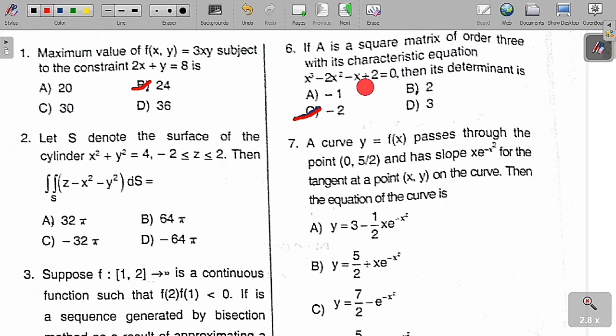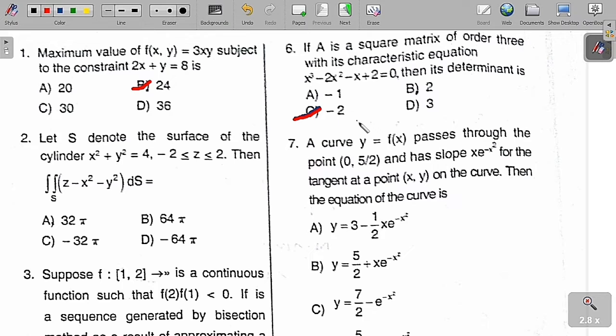So in this question, they are given A is a square matrix of order 3, with its characteristic equation x cube minus 2x square minus x plus 2 is equal to 0. Then its determinant is? So what is the determinant of this matrix, we need to figure out. Out of the four options, option C, minus 2, is the correct solution of this question.